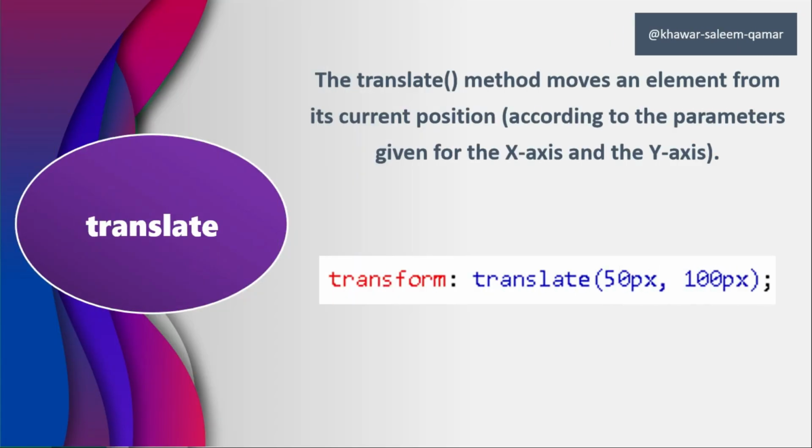In translate, we move an element in the defined direction along the defined axis, for example on the x-axis or y-axis. In the example below you can see the transform property is the one that contains the function as its value, and it then transforms that element according to the function. Here we have given the translate function two parameters: the first parameter is for the x-axis and the second parameter is for the y-axis. So let us see it inside our browser.